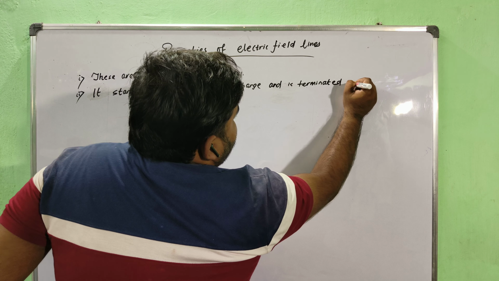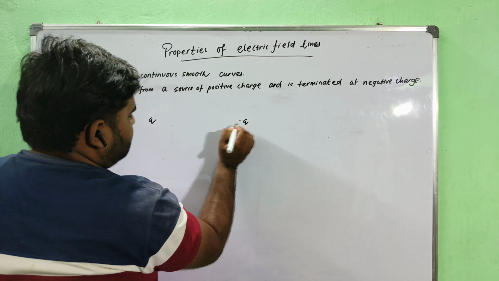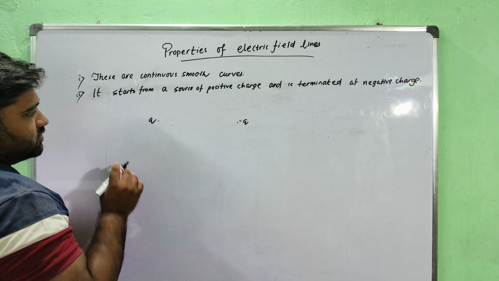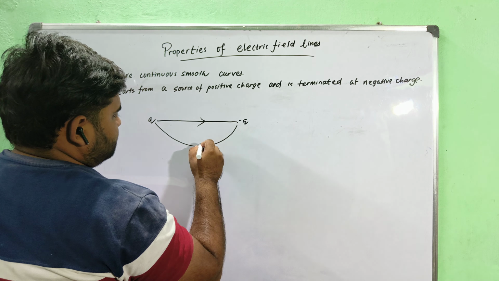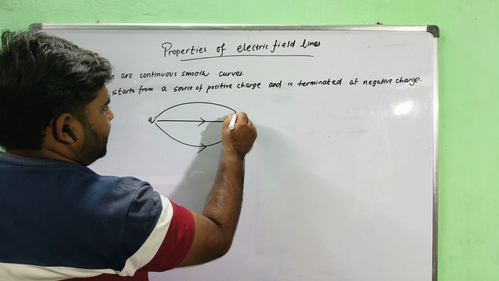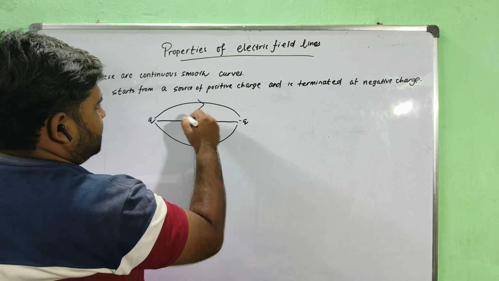Okay, so let us now put, this is q, this is minus q, these are 2 points. So it is saying that it starts from positive charge and ends at negative charge. It starts from positive charge and ends at negative charge. And so many such lines you can draw. But remember the concept that it starts from a positive charge and ends at a negative charge.